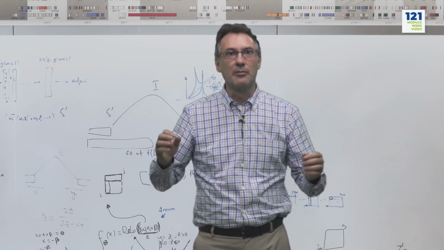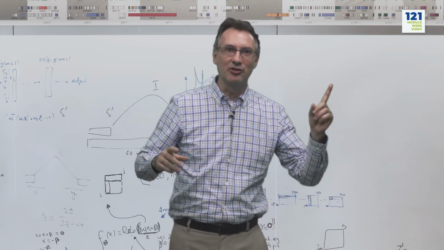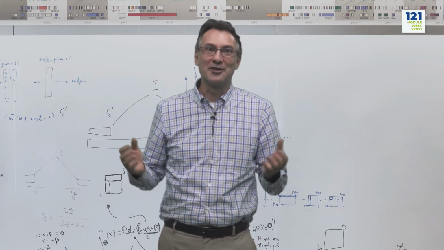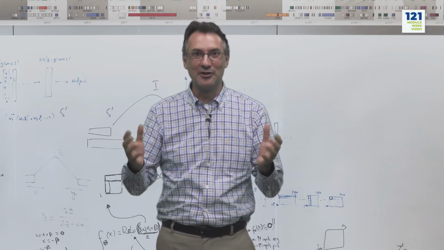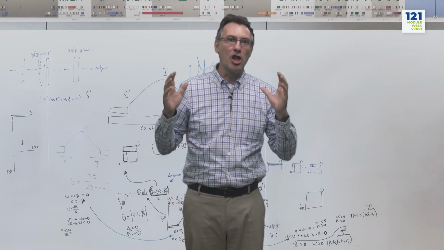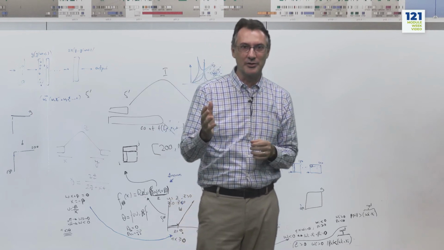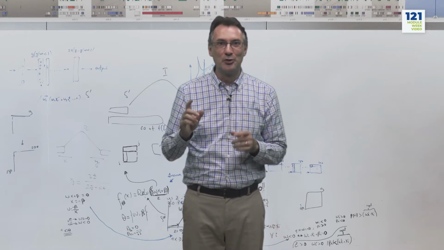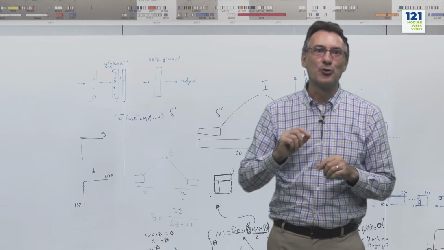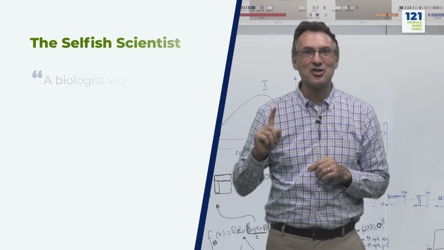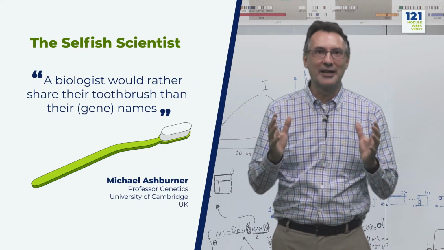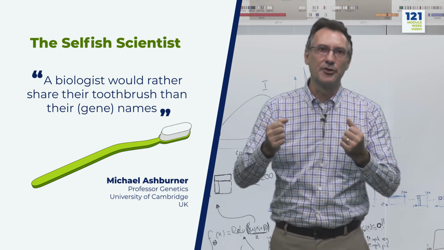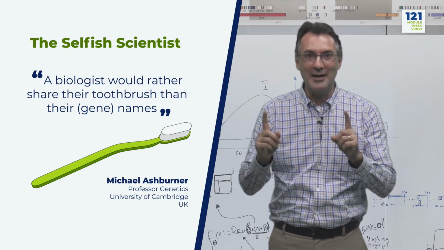As a consequence, many genes were independently discovered more than once in different conditions, and they were named accordingly with different names. This has resulted into a lot of confusion in the scientific literature and prompted a famous geneticist, Michael Ashburner, to remark that scientists would rather share their toothbrush than their gene names, meaning that when two publications report the same gene with different names, it can be very difficult to convince the community to use only one name.